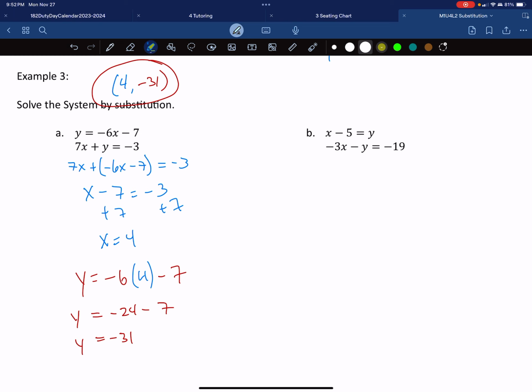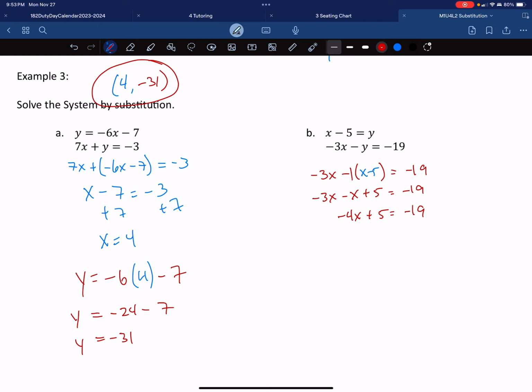Here, this is solved for y, so we're going to plug that into my other equation. So we're going to get negative 3x minus x minus 5. Let's make that blue to really emphasize this is x minus 5, equals negative 19. All I'm doing is plugging it in. Go ahead and solve. Remember, that's negative 1, so we're going to distribute that negative 1 in. So we'll have negative x plus 5 equals negative 19. Combining like terms, we'll get negative 4x plus 5 equals negative 19.